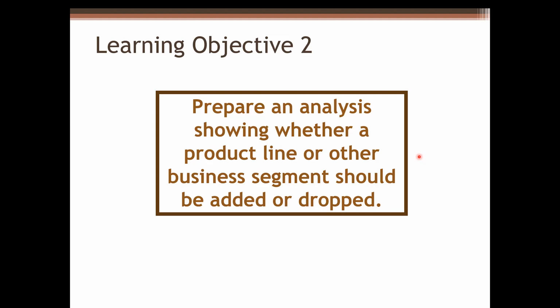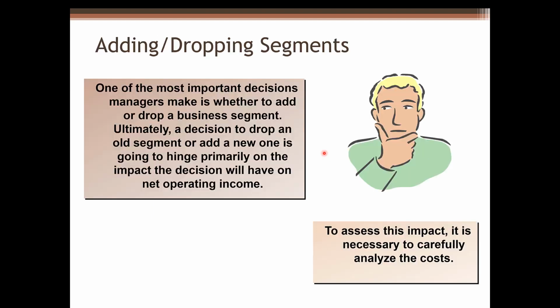Learning Objective 2 is to prepare analysis showing whether a product line or other business segment should be added or dropped. One of the most important decisions managers make is whether to add or drop a business segment. Ultimately, a decision to drop an old segment or add a new one is going to depend primarily on the impact the decision will have on net operating income. To assess this impact, it's necessary to carefully analyze the costs.